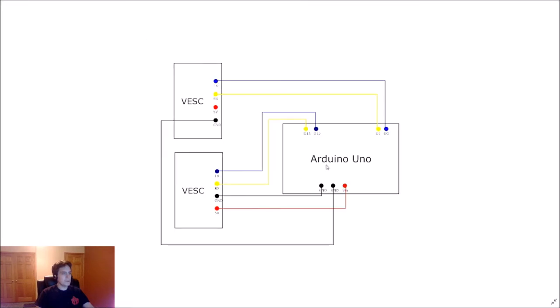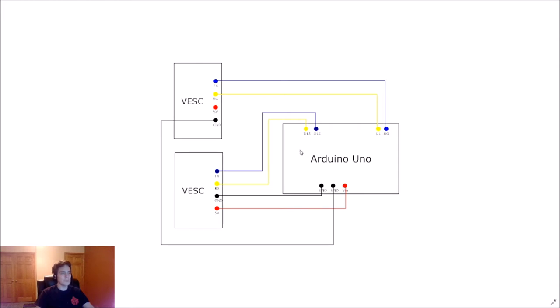You're going to want to wire up the VECs to the Arduino like this. I'm using an Arduino Uno and we're using UART to communicate between the VECs and the Arduino. The Arduino Uno only comes with one serial port. The RX is digital pin 0 and TX is digital pin 1. So you can use the Arduino's built-in serial port for one of the VECs. You hook up the TX on the VEC to the RX on the Arduino and the RX on the VEC to the TX on the Arduino.